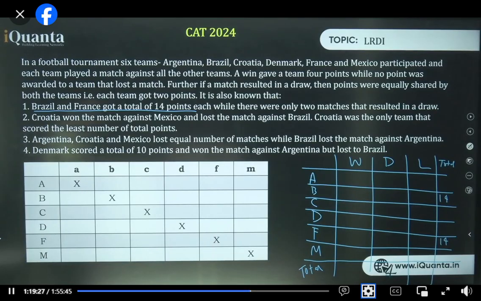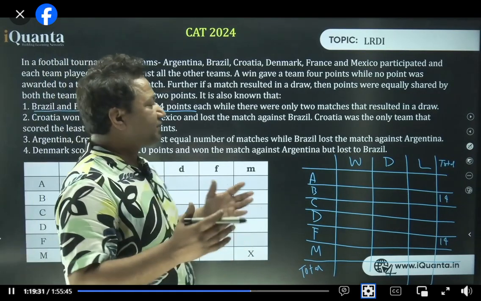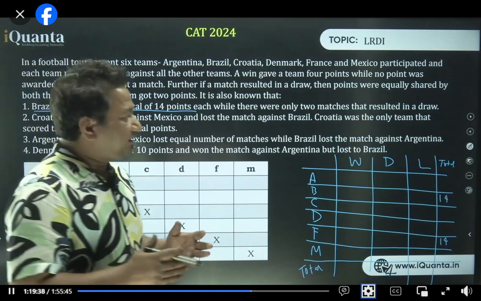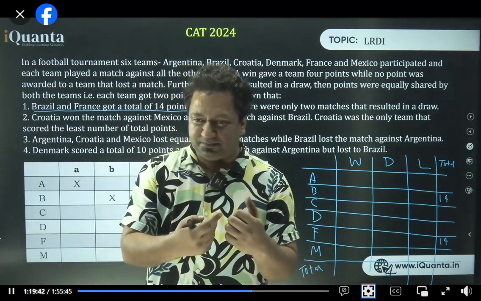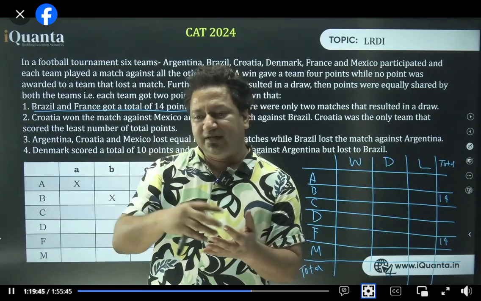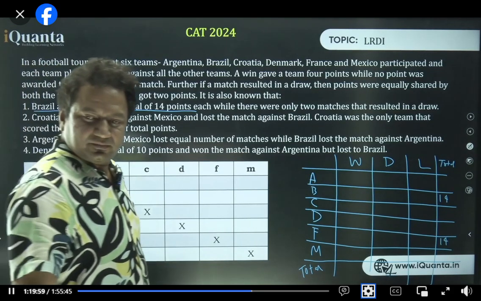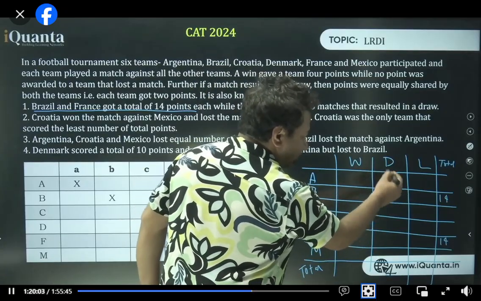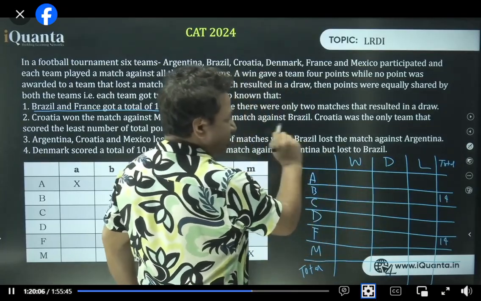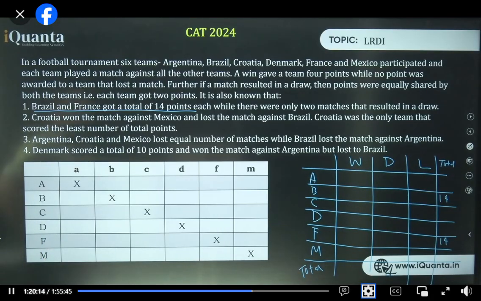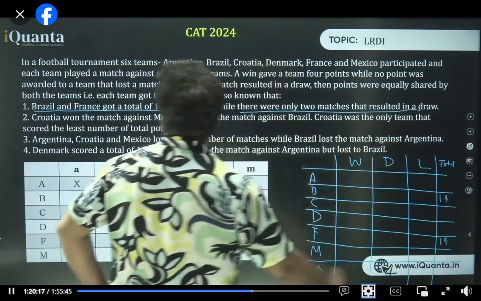Is that part clear? Two matches resulted in a draw. So basically, one draw is done by two different teams. Clear? So if there are two draws, that means 4 teams have done it. Draws are of 4 teams. Is that right? Is it clear now? So if I write all the entries of who has drawn, here 2 matches were drawn. That means 4 teams are involved in 2 draws. Okay, cool. Now, this thing also has been accommodated in the table.